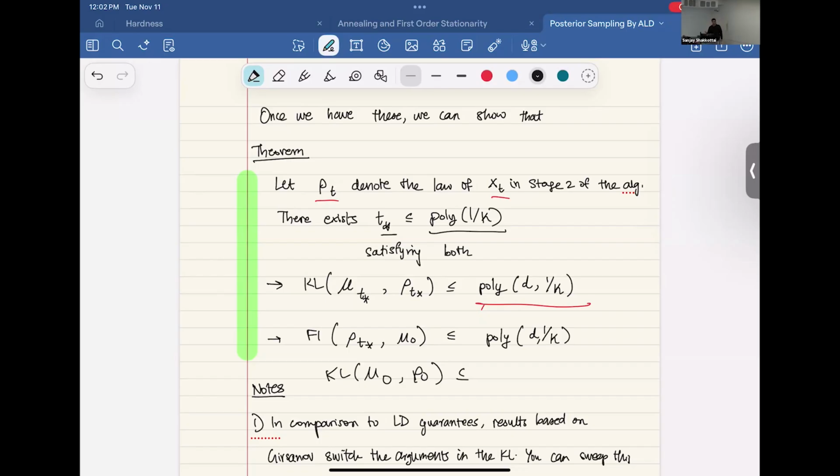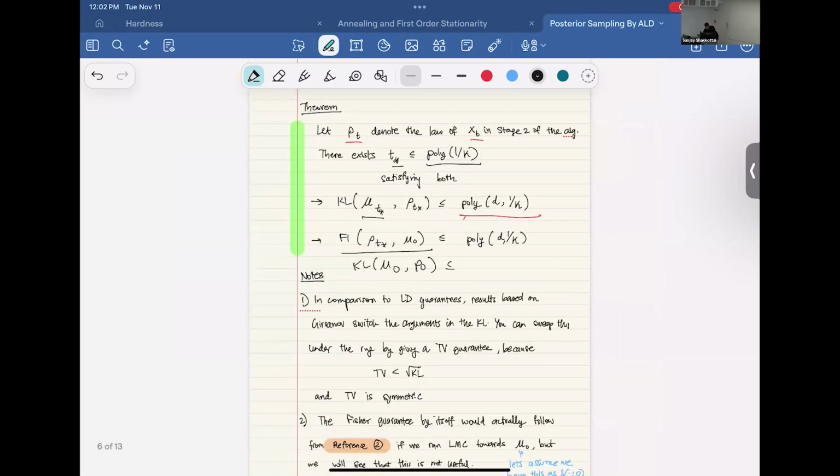So for a polynomially small t star, you can get KL guarantees to mu_t star. And the Fisher divergence is actually to mu_0 itself, right? So this is a KL guarantee. The Fisher divergence guarantee is to mu_0, like the actual posterior.